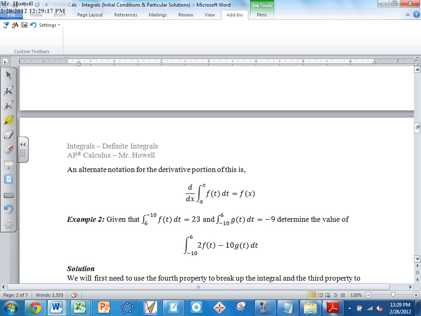Now, the original function is in t's. See all the t's there? But we're taking the derivative with respect to x. So this is telling me to take the integral, plug in an x, so it's going to be in terms of x, then take the derivative of that, and you're going to get it back to f of x. So what I want you to remember is this. The derivative of the integral of f of x, or any function, is equal to just that original function. It's just saying that the derivative and the integral are inverse operations, that's all. I'll show you an example right now.